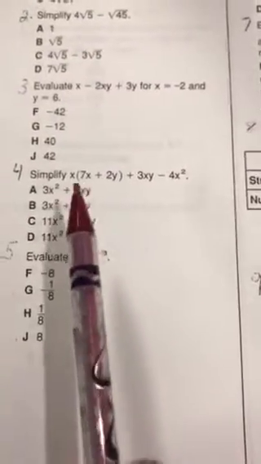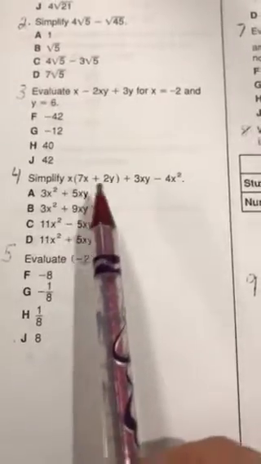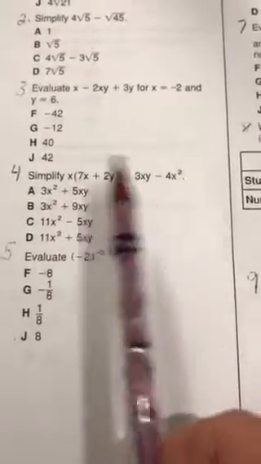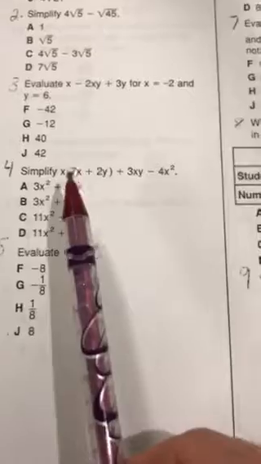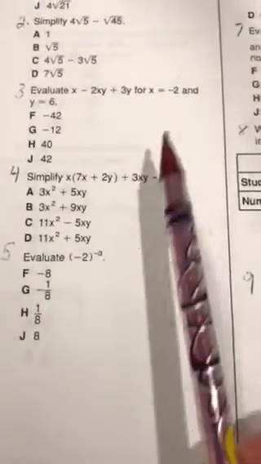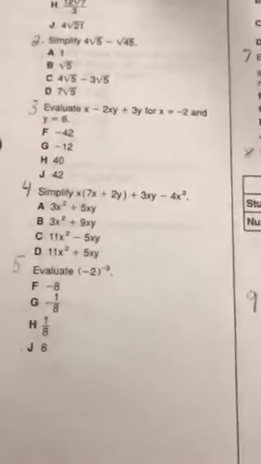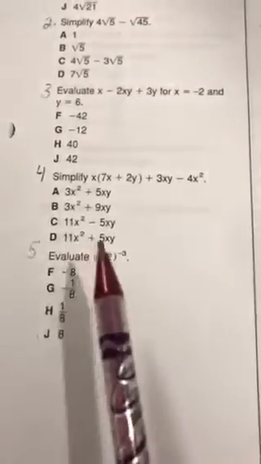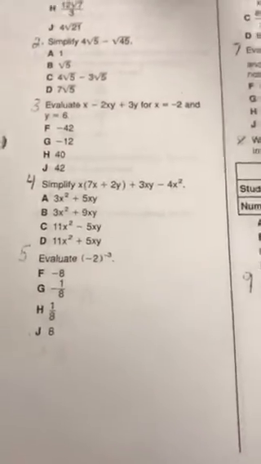All right, number 4. Again, I have to distribute. Then combine like terms. Just to give you a hint, x times 7x is 7x squared. I combine that with 4x squared. Then I have -2 to the -3. What do negative exponents tell me?